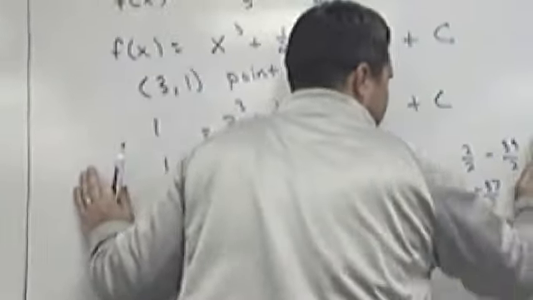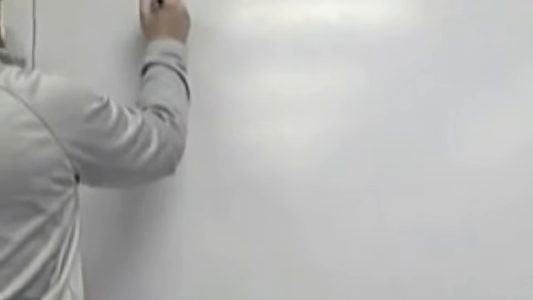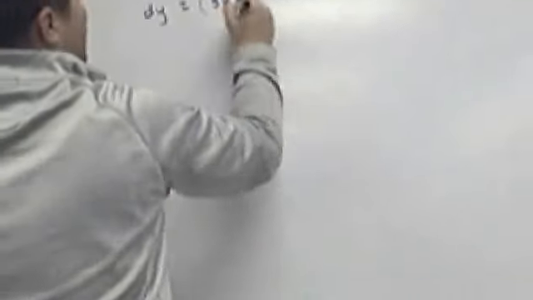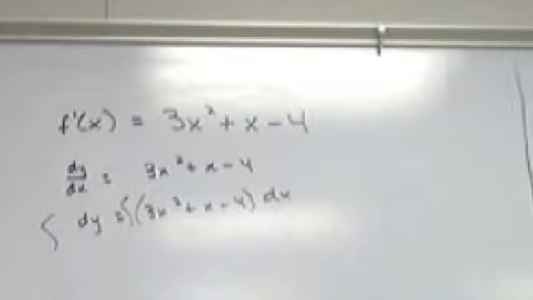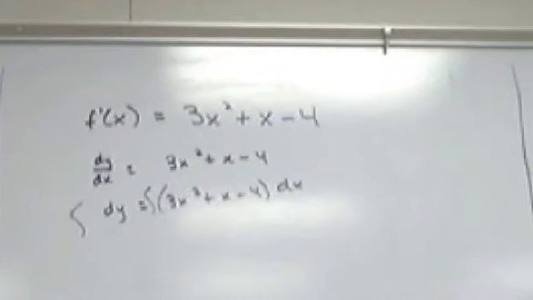Okay? Now, one other thing, guys. Remember, this is the same as if you would have been given dy/dx equals 3x squared plus x minus 4. And then you could have multiplied both sides by dx. You would have got (3x squared plus x minus 4) dx equals dy, and then you could have integrated both sides. So that's more of what we've seen lately. That's the other way we've done it. All right?